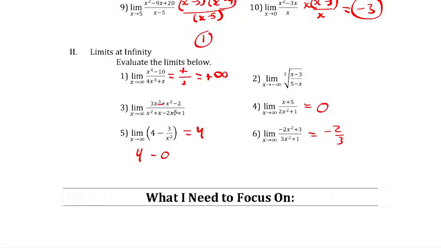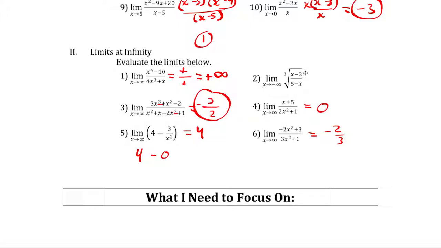The degrees are the same. This is written out of order. So the degrees are the same, so we divide the leading coefficients. So it's going to be 3 over negative 2. So it's negative 3 over 2. Oh boy, be careful for that.